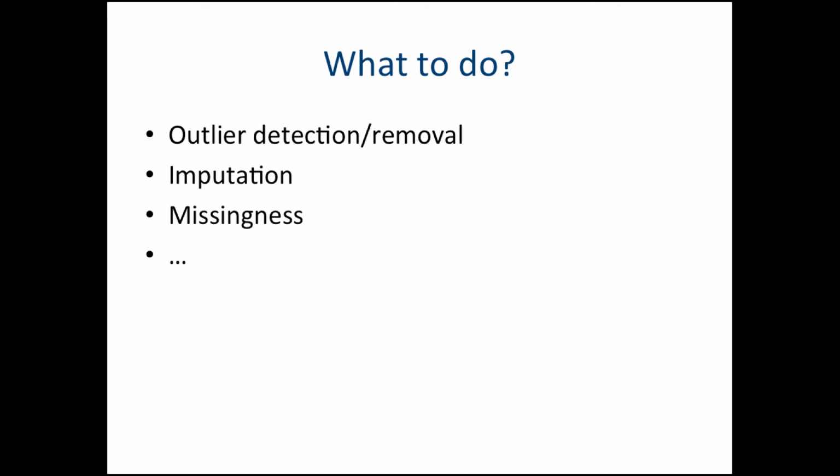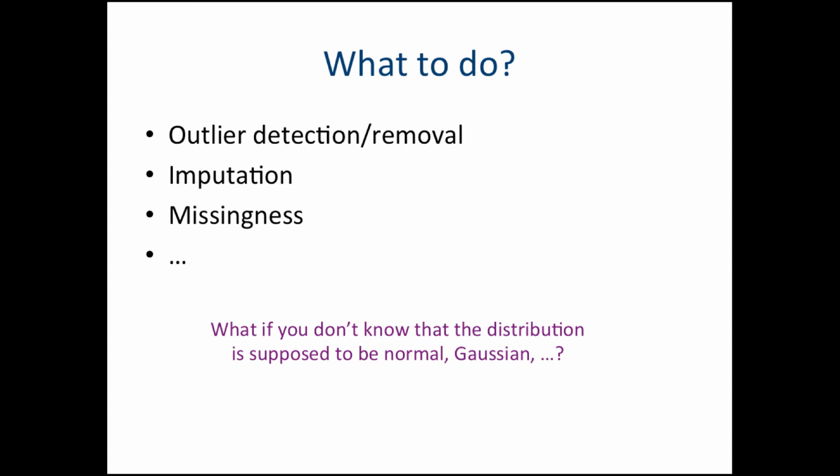Okay, so the question is though, what if you don't know, when you're trying to correct your sample data, that actually the distribution was supposed to be Gaussian? I mean, maybe it wasn't supposed to be Gaussian. Maybe it wasn't supposed to be normal. Why would you try to correct it to the nearest Gaussian? Okay, so what are we going to do?